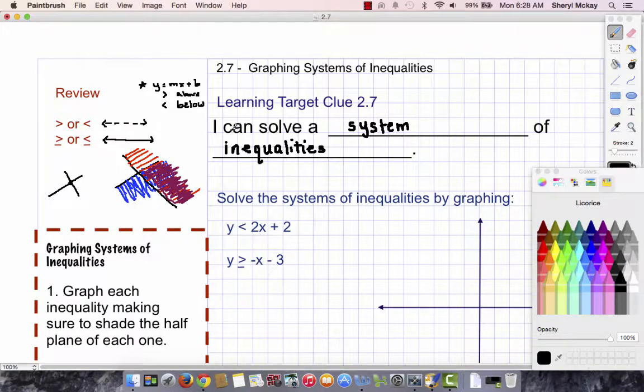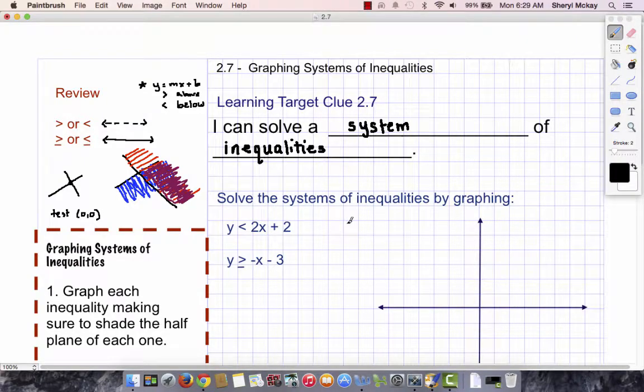The other way to know which side of the boundary you should shade with an inequality is to test a point. And I always test 0, 0 if I can. And if the point is a true statement in the inequality, then we know that that point is part of the solution, and so you shade that side of the half plane. If the 0, 0 or whatever point you use does not make a true statement, then we know that is not a solution, and therefore everything on that side of the half plane is not shaded, it's the other side. Okay, so that's our review.